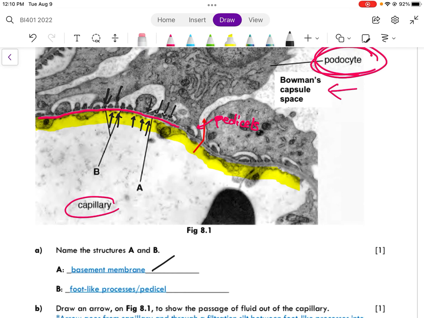They ask you to draw an arrow to show the passage of fluid out of the capillary. The fluids will have to flow out of the capillary through the fenestrations, which are the holes in the capillary, and then after that between the filtration slits of the pedicels. So that's an example of an arrow you can draw.